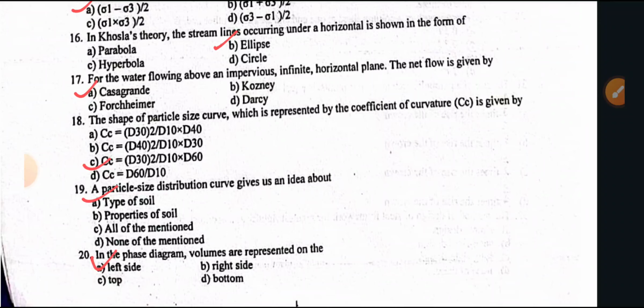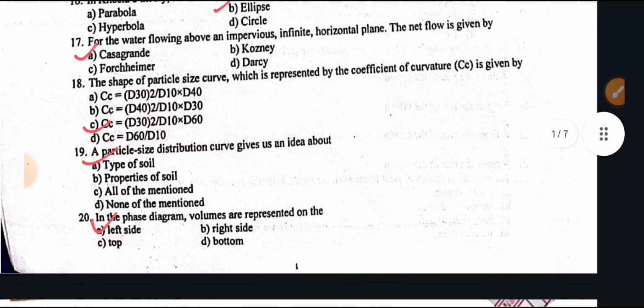A particle size distribution curve gives an idea about type of the soil. If you want to know which type of the soil, then the particle size distribution curve is helpful. In the phase diagram, volumes are represented on the left side. If you remember phase diagram, the volumes are represented on the left side.